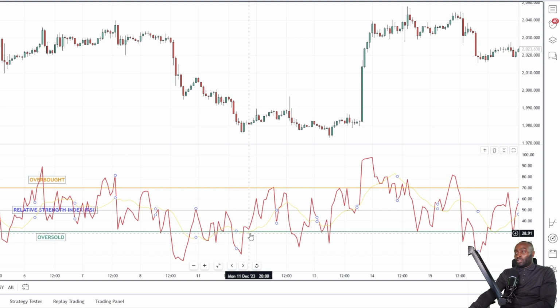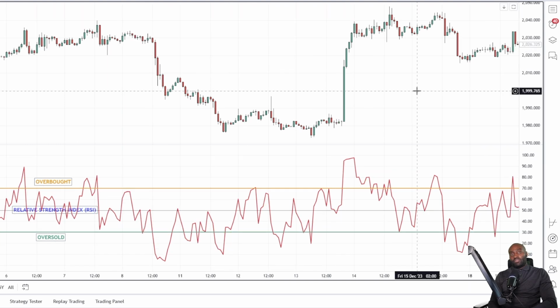There's pros and cons to having the RSI more reactive and less reactive. When the RSI is more reactive, you're going to have more trading opportunities as well as having more false signals. When the RSI is less reactive, you're going to have less trading opportunities and less signals.